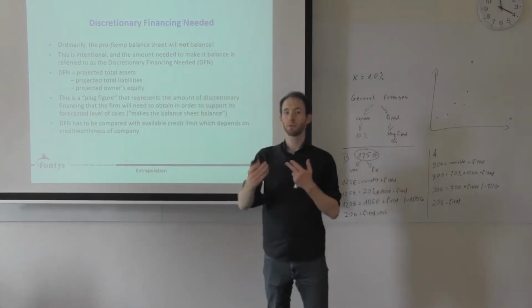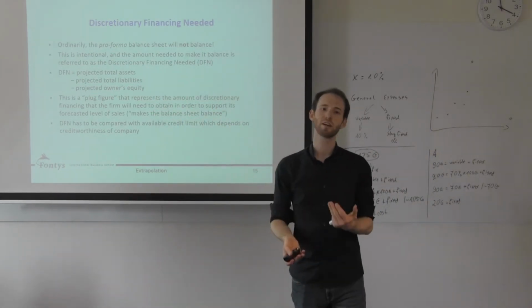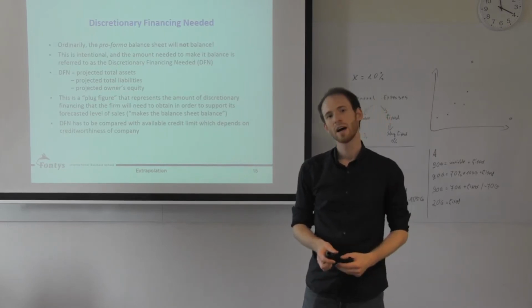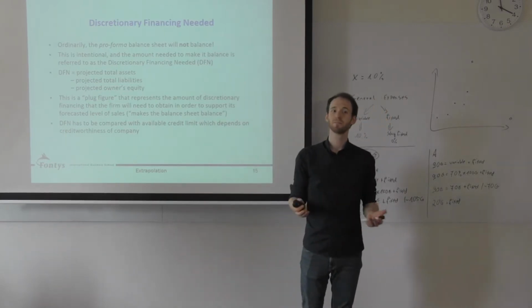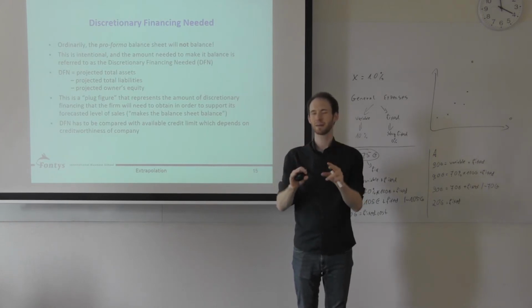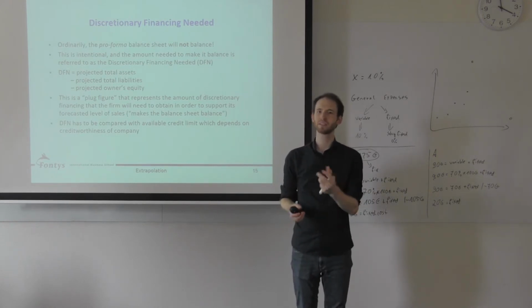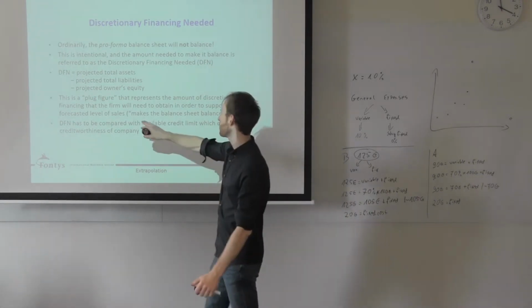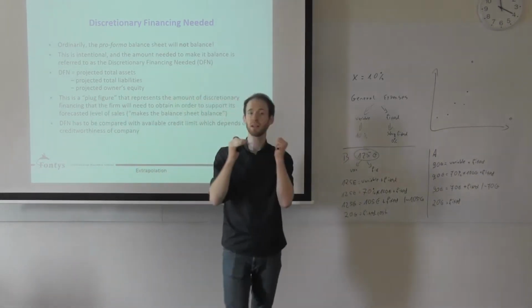And usually, if you create the pro forma statement, so if you project your income statement, balance sheet, and so on, they will not balance because somehow the growth needs to be financed. And that's the last step: the last step would be to balance everything out. So it's a kind of plug figure so that we make the balance sheet balance again.